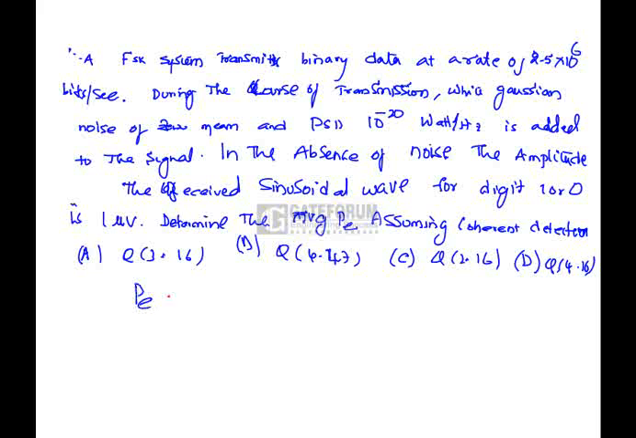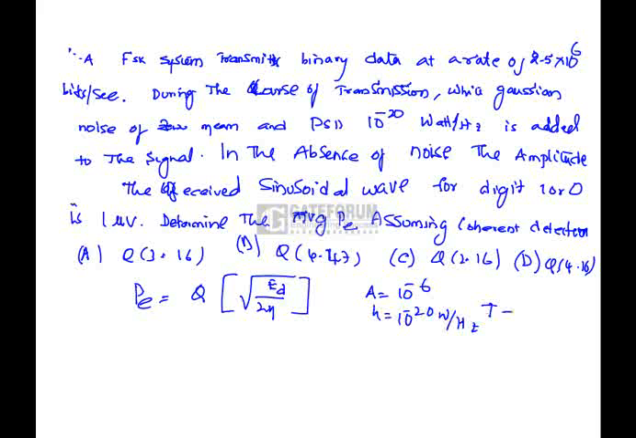We know that probability of error in case of an FSK using coherent detection is nothing but Q of root of A squared T by 2 eta. Here A is 1 microvolt, 10 power minus 6, eta is 10 power minus 20 watts per hertz. Here T is nothing but 1 by the bit rate, 2.5 into 10 power 6. If we substitute, we will get the probability of error as 4.47, which is option B.